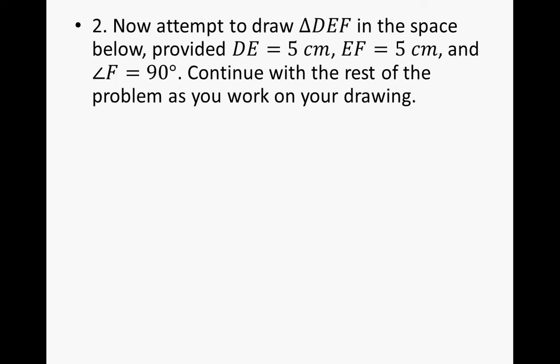Number 2, now attempt to draw triangle DEF in the space below, provided that DE is 5 centimeters and EF is 5 centimeters. And we have an angle F of 90 degrees. Continue with the rest of the problem as you work on your drawing.